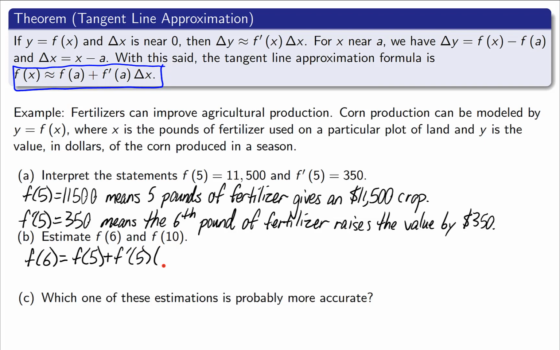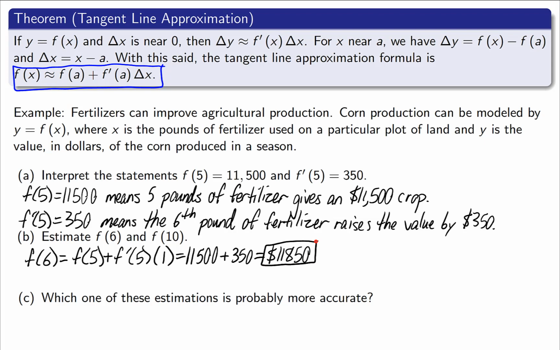Now, the value of delta x is actually going to be the difference between where we were and where we're going. We were at 5 and we're going to 6, so that is 1 away from where we started. Then we'll put in the values. F of 5 was 11,500. F prime of 5 was 350, and I won't bother to write the times 1. If we add that together, we get $11,850. That's how much we would expect the corn to be worth after 6 pounds of fertilizer.